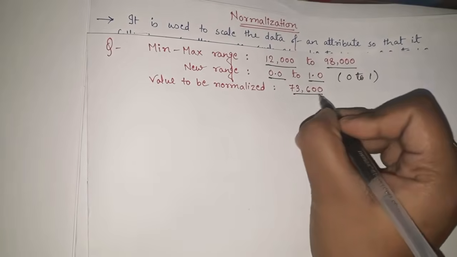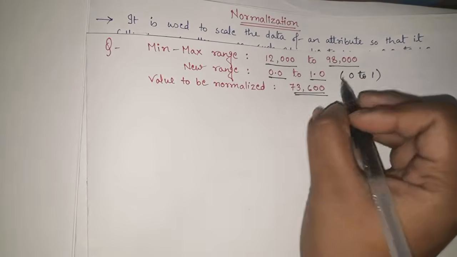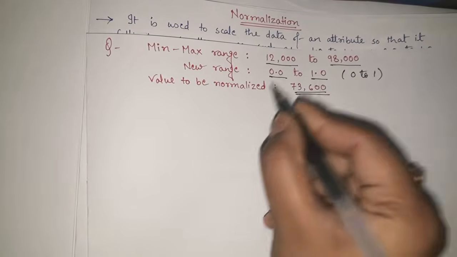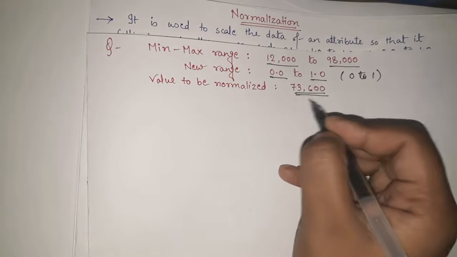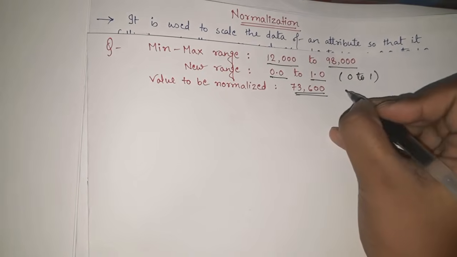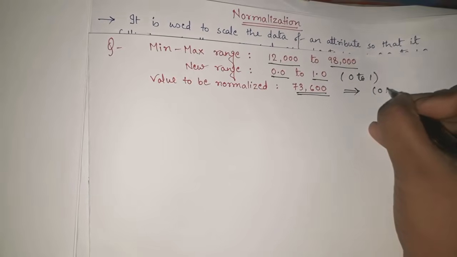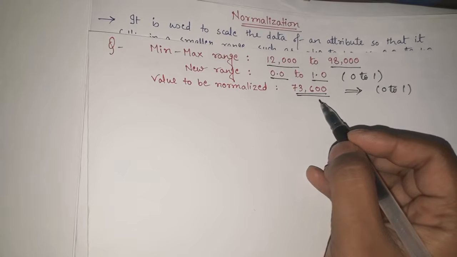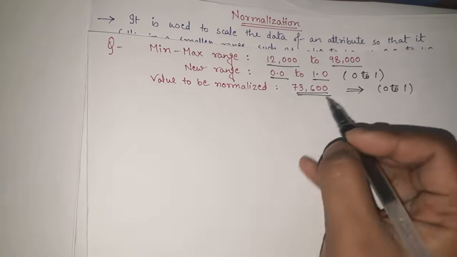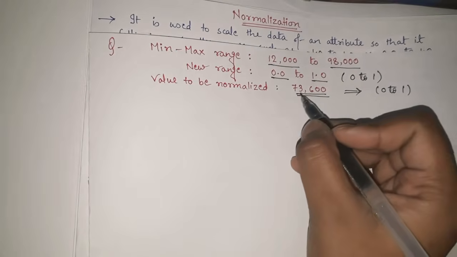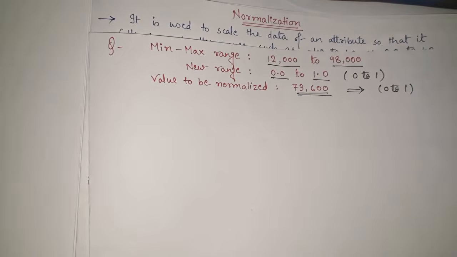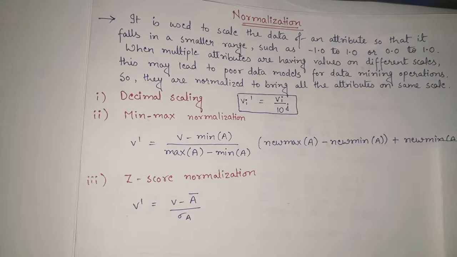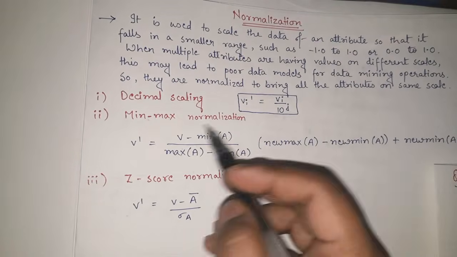And we are given one specific value, that is 73,600, inside this original range. What we need to do is apply min-max normalization to this data and find its relevant value between 0 and 1. Getting it? The original value 73,600 is there, and we have to normalize it, that is, find its relevant value between 0 and 1. We have to find out its normalized value. So how to do that? First see what the min-max normalization formula is.